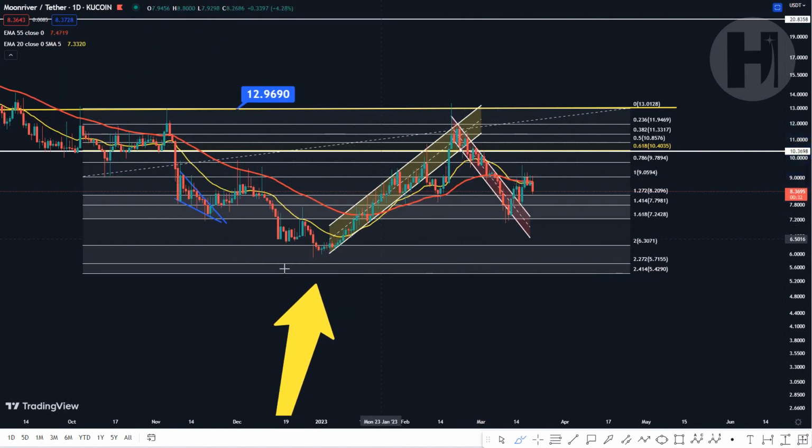And what is important here is that we're not losing this low that we printed in December. So if we manage to hold this low, which for now it looks like we are going to be holding, Bitcoin has broken above its August local high, which is great. And I think we can be expecting a move to the downside from here, potentially.